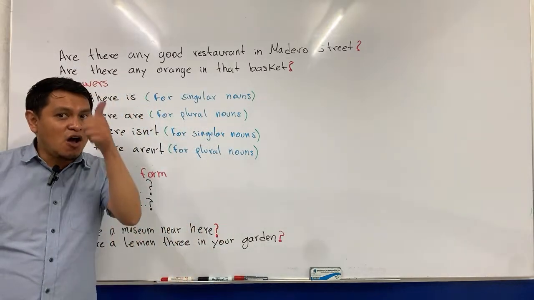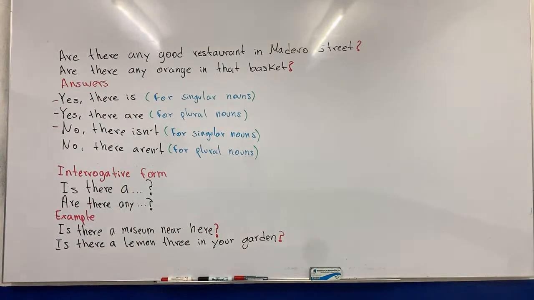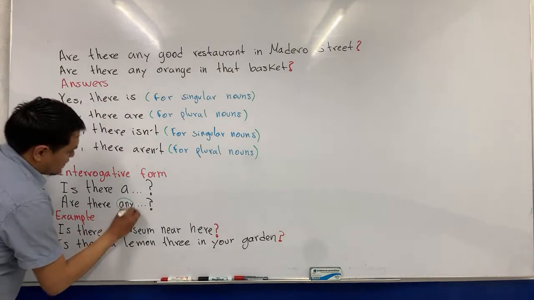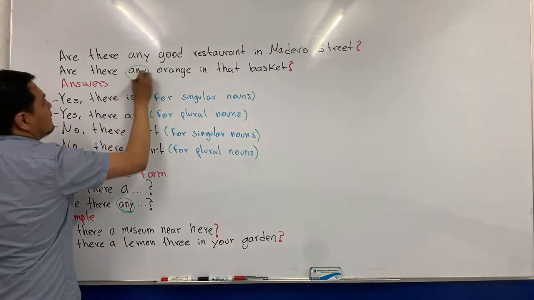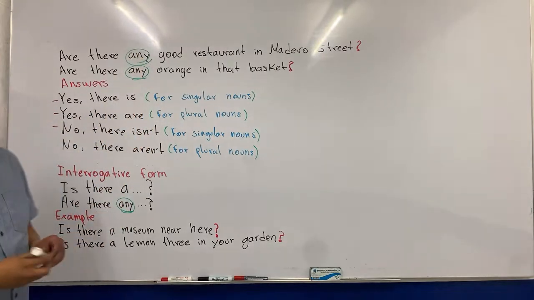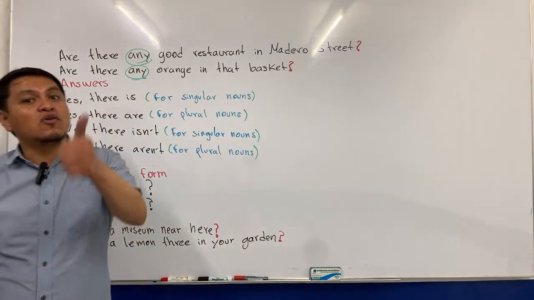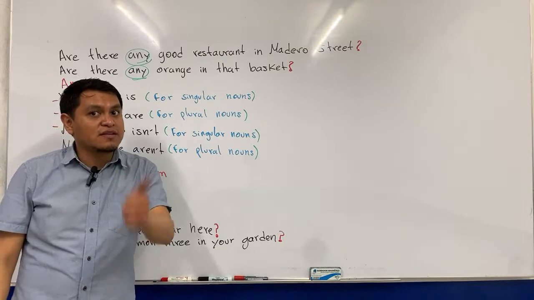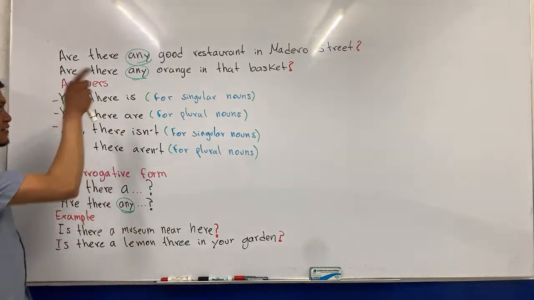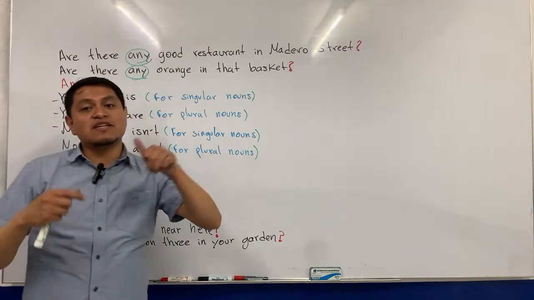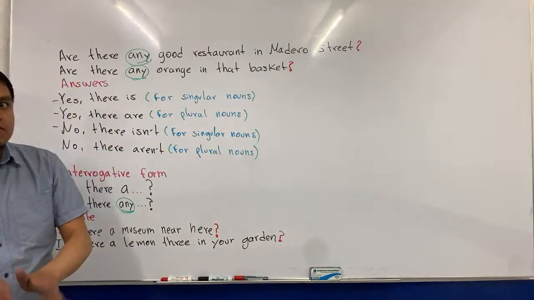Check the word any. Any is only used for negative and interrogative form, right? Know this. Any solamente lo vamos a utilizar para oraciones negativas y para oraciones interrogativas, ¿ok?